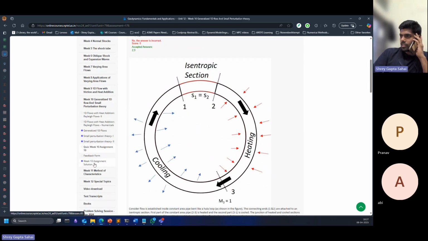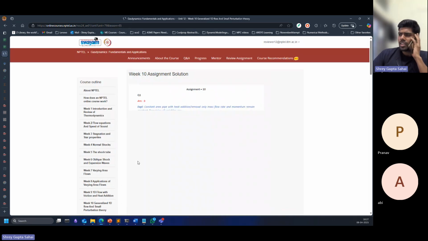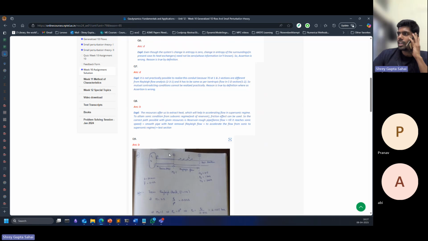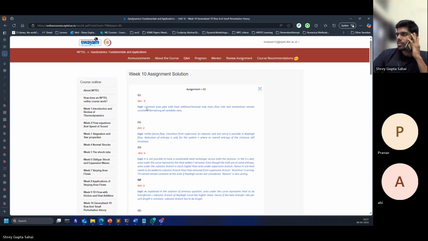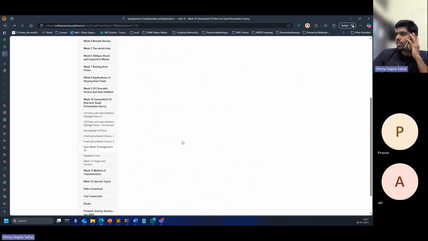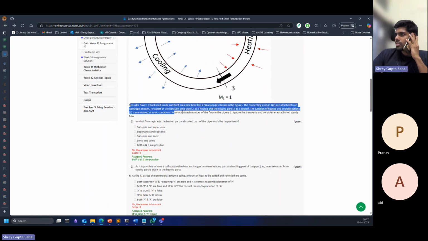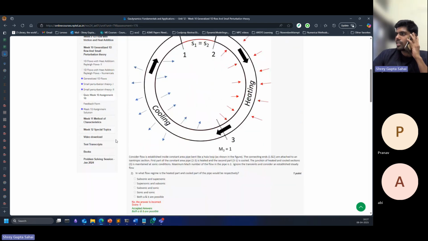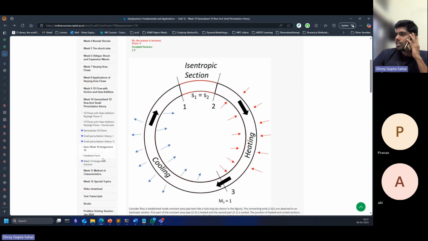Wait, let me see if these are marked wrong or anything. But there is a shock, is it? Shock must happen. Okay, but does it say that there can be a shock anywhere? The maximum Mach number of the flow is 2. Ignore the transients. The temperature of the heated and cooled section is maintained at some conditions. Okay, fine. This is question 1, at least for me.